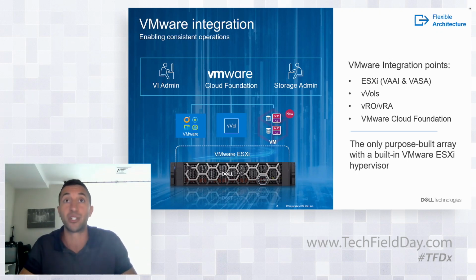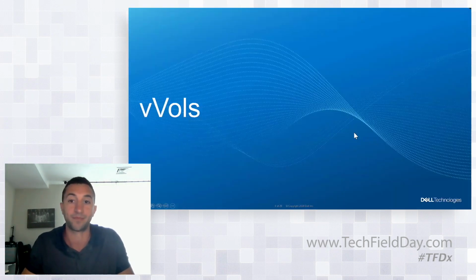So we have integration points with ESXi from a VAAI perspective, VASA, vVols, vRO, vRA. Integration with VMware Cloud Foundation from an external storage perspective. And then we also have the AppsOn integration, which is industry unique in being the only purpose-built array with a built-in vSphere hypervisor. But what we're going to deep dive a little bit more in this session is our vVol implementation and AppsOn. So let's start with vVols.